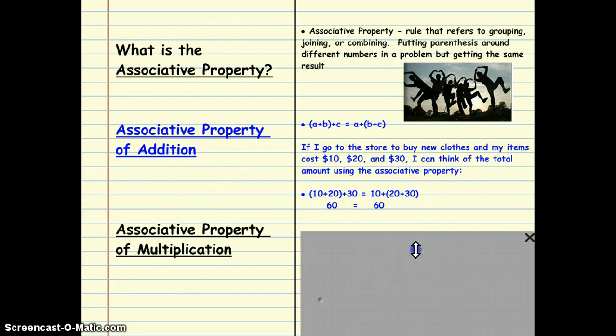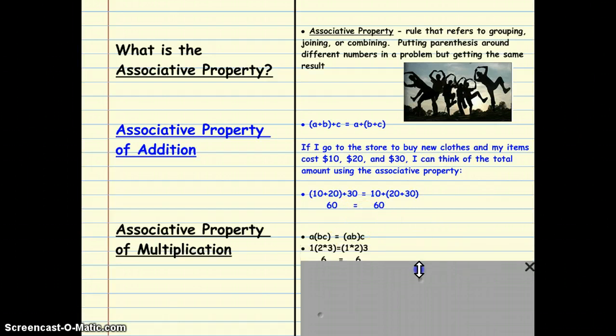We get 60, but we know that we're going to get the same thing because of this associative property of addition. This is what it looks like in multiplication. You've got A times B plus C grouped together in parentheses, or you've got A times B grouped together and then C on the outside. Using some simple numbers, if I'm going to multiply 1 times 2 times 3, I can group 2 times 3 together, or I can group 1 times 2 together. Either way, I'm going to get 6. 2 times 3 is 6, times 1 is 6. 1 times 2 is 2, times 3 is 6. So this is the associative property. Who are you going to associate with? Who are you going to put parentheses around?